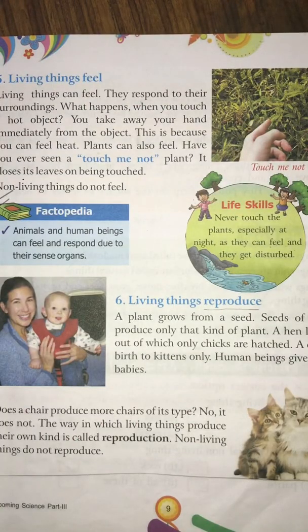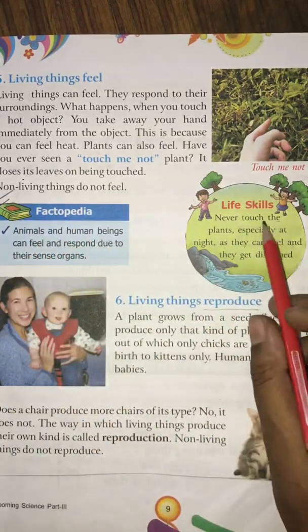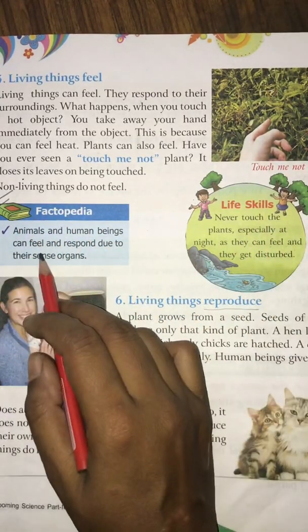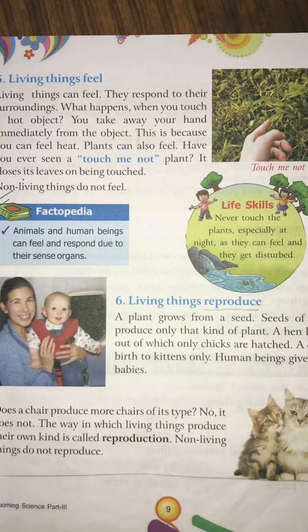Come to the next page. Factopedia. As I have told you, you have to study. You have to read Factopedia and life skills of all the lessons also. Animals and human beings can feel and respond due to their sense organs. Children, about sense organs you have studied in class 2nd. What are sense organs? Sense organs are the parts of the body by which we hear, we taste, we see, we touch and speak. They are eyes, nose, ears, skin and tongue. They are the sense organs.